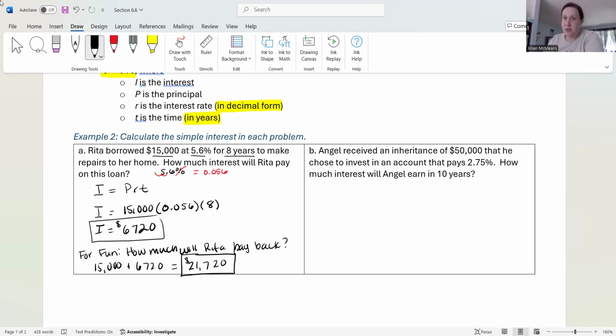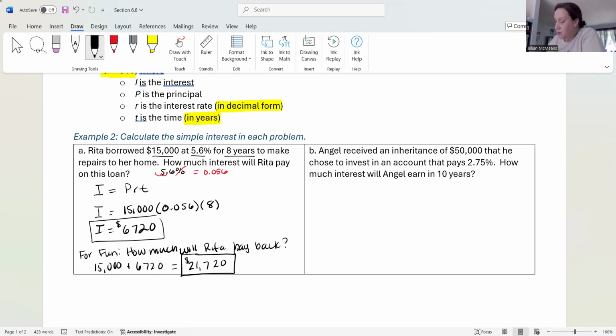Now, Angel, which again, if you've ever watched Dexter, these are four of the main characters, at least for the first four seasons. Angel received an inheritance of $50,000 that he chose to invest in an account that pays 2.75%. How much interest will Angel earn in 10 years?